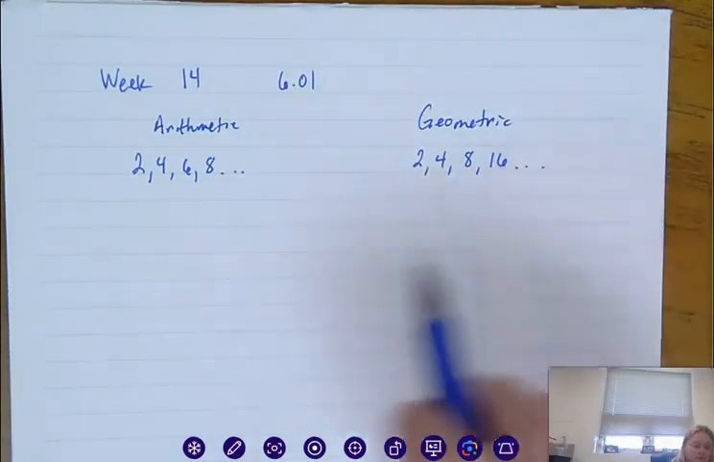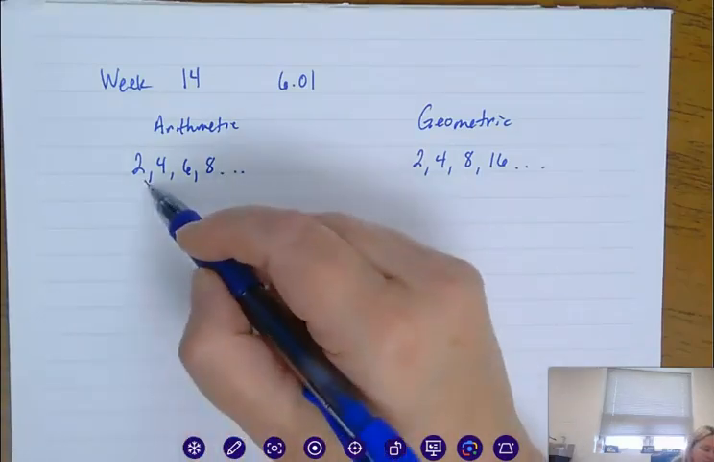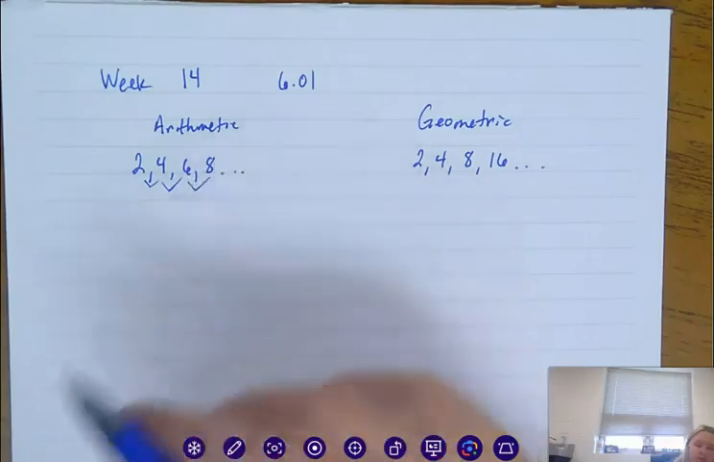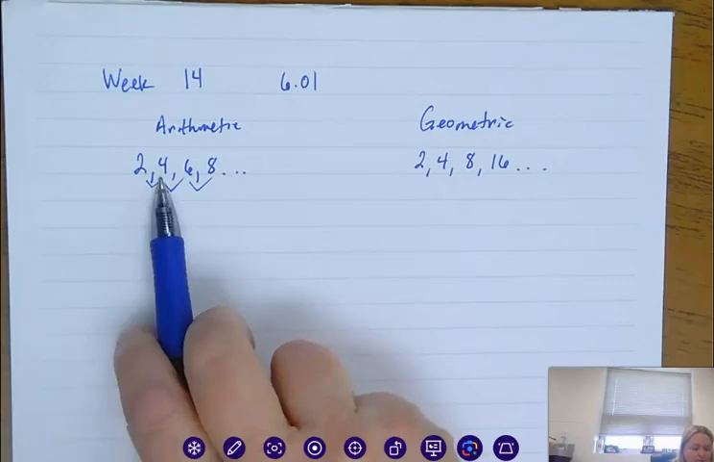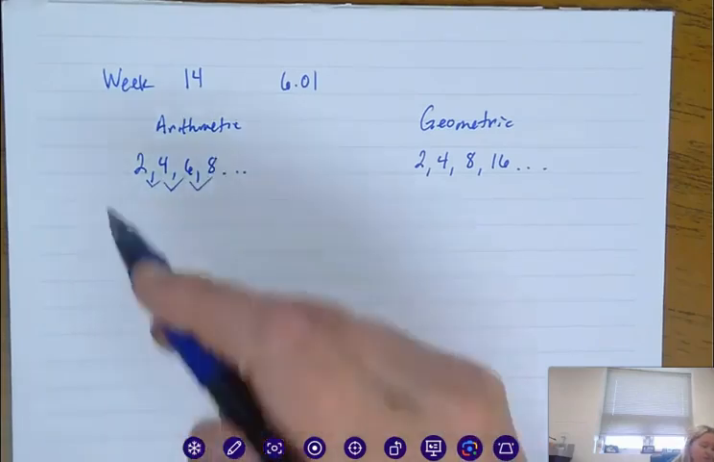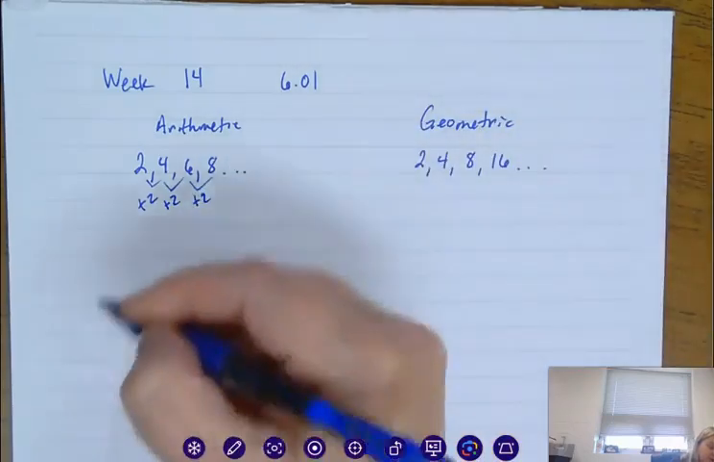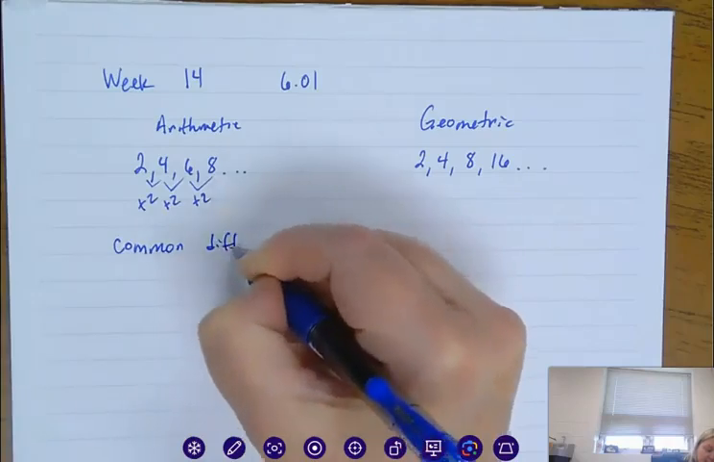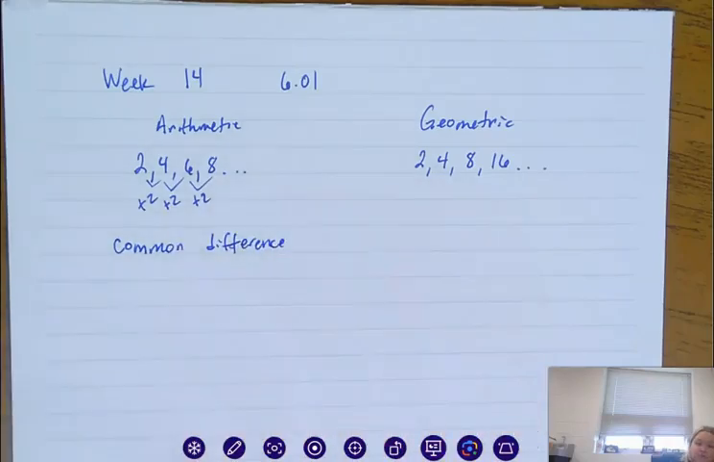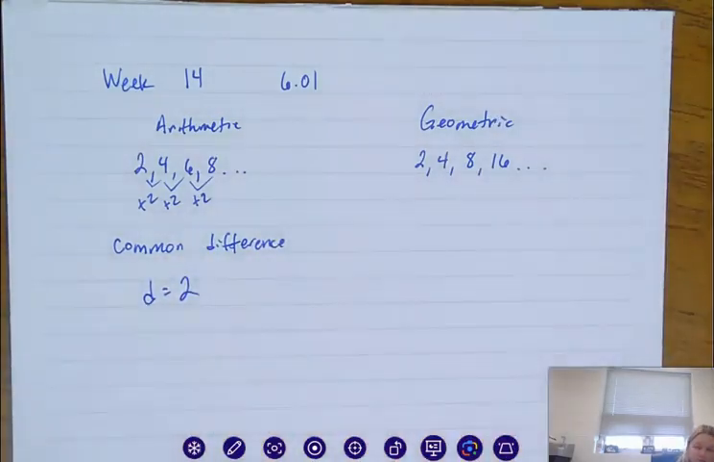An arithmetic sequence is a list of numbers that has a common difference. So if you look from one number to the next, each time in this first sequence, as I go from term 1 to term 2 to term 3 to term 4, I'm adding a common number each time. And so on this one, it has a common difference. And in a few assignments from now, we'll be labeling that common difference as D. And so in this particular case, D equals 2.